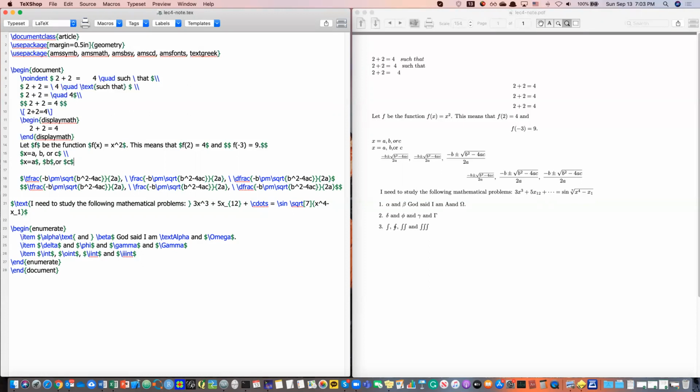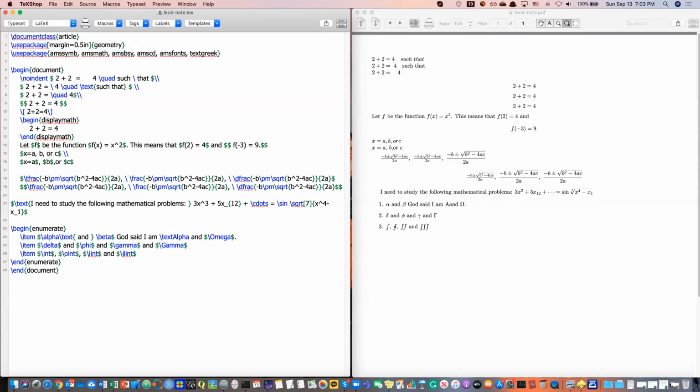Now the next one. We will probably use a lot of math symbols. Most of the symbols are in the package called AMS math, as you can see right there. We also use the AMS symbols, and sometimes we use AMS BSY, the CD, and the font and the text degree.